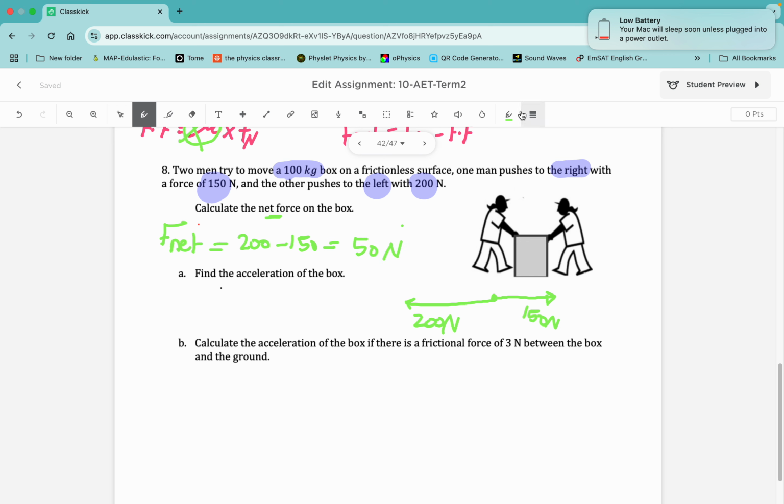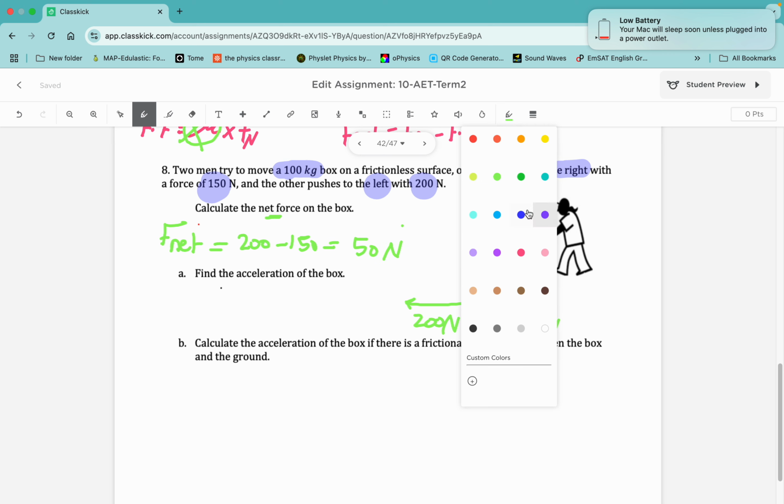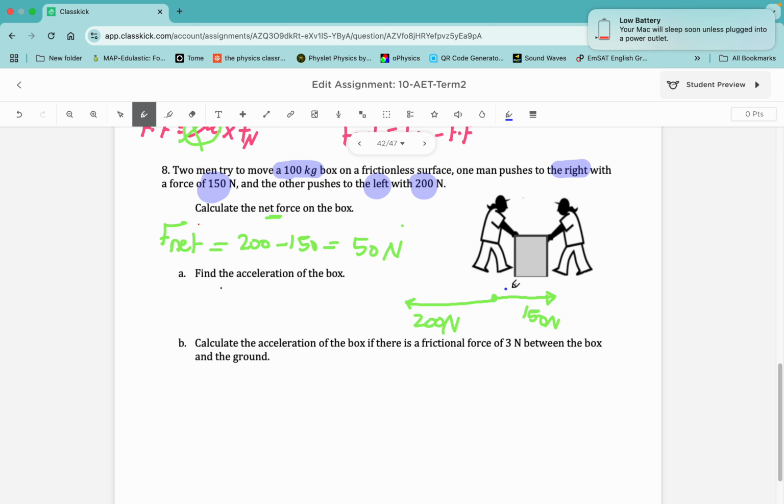But what is the direction? Which one is greater, the positive or the negative? Obviously the negative, so it's going to be negative 50 Newtons, or you can write the answer as 50 Newtons to the left. Both ways are correct.